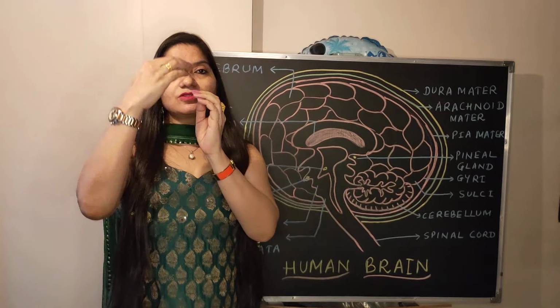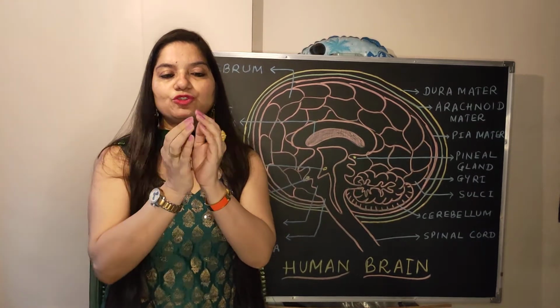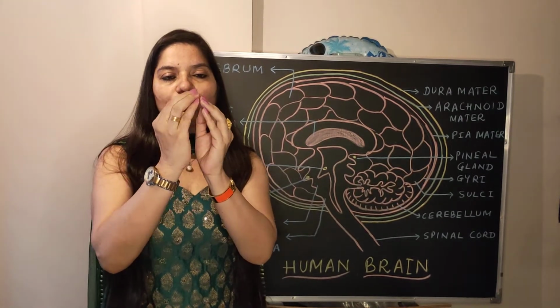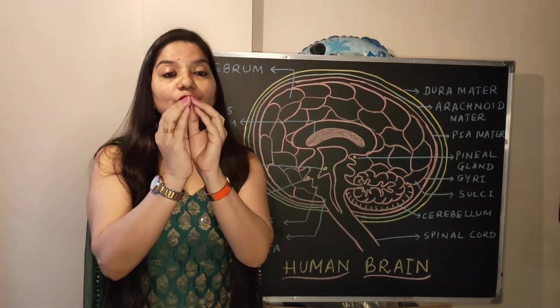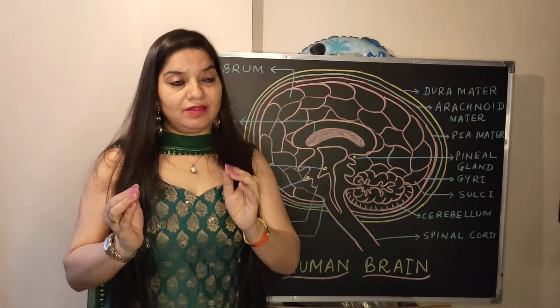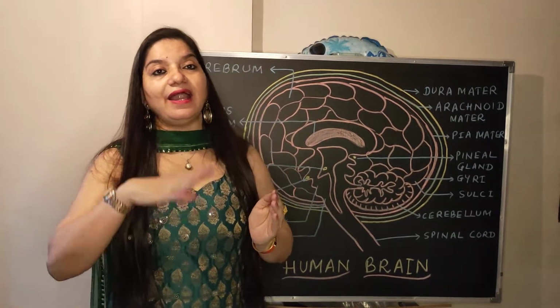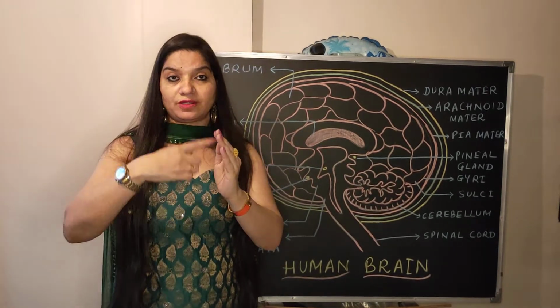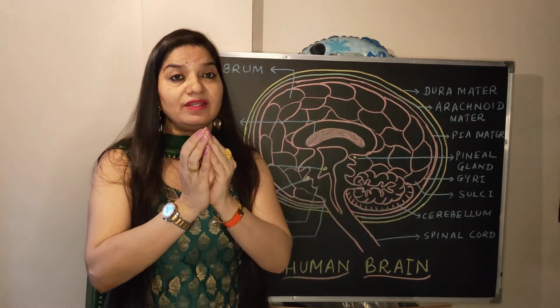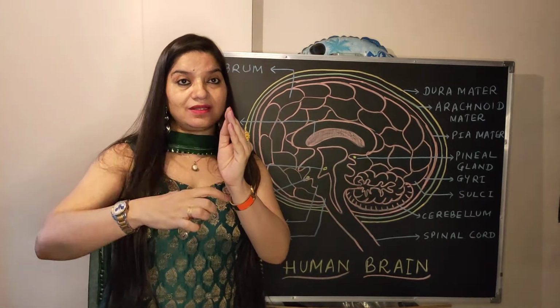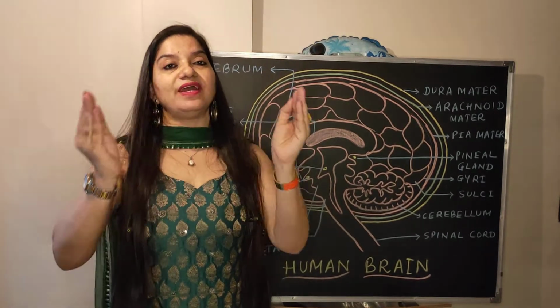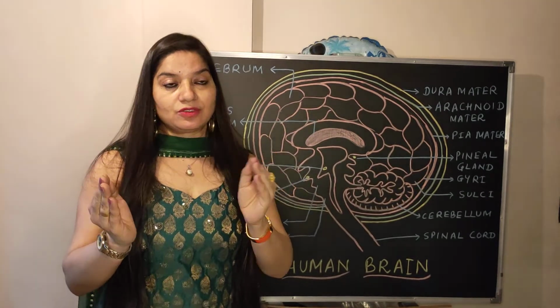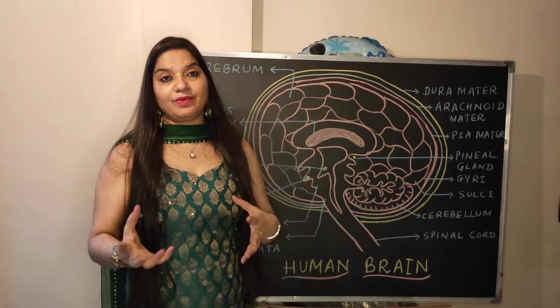The cerebrum has a median longitudinal fissure, and this median longitudinal fissure divides it into two cerebral hemispheres, the left cerebral hemisphere and the right cerebral hemisphere. Just imagine a walnut. There is a line in between, and it divides into the two hemispheres, the left and the right cerebral hemisphere.